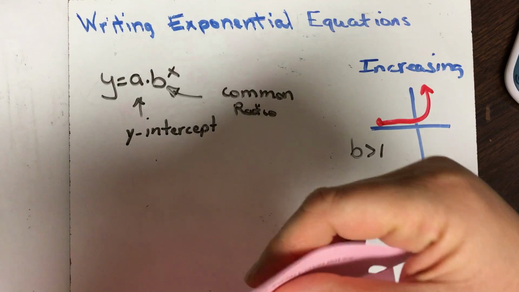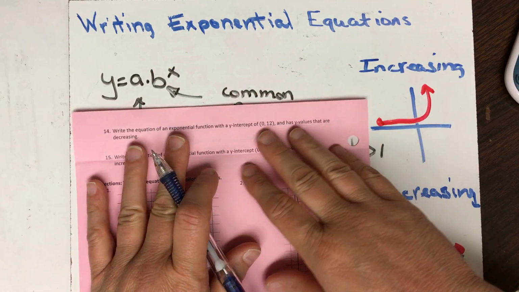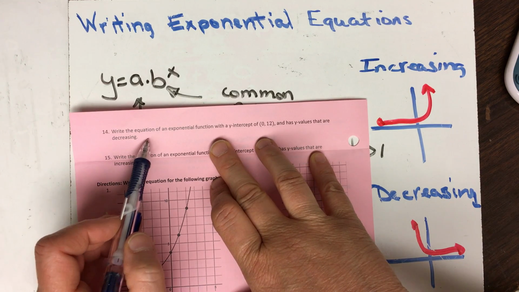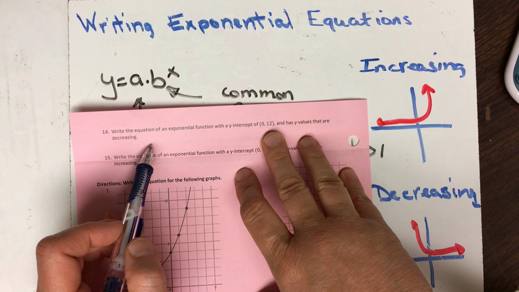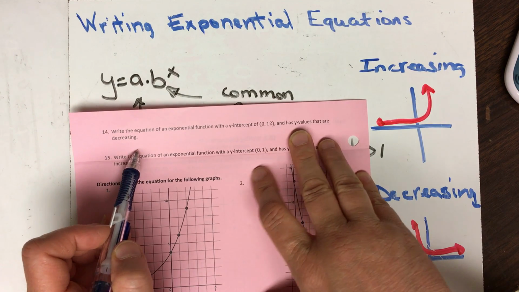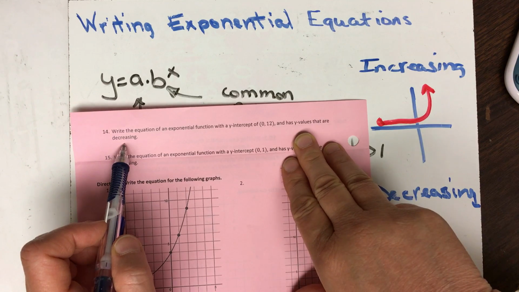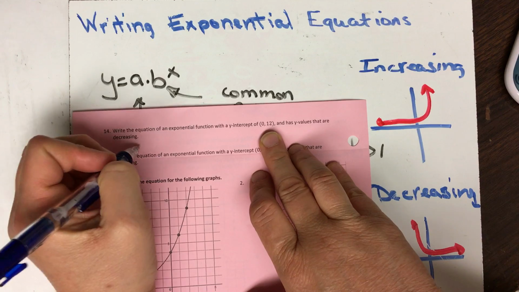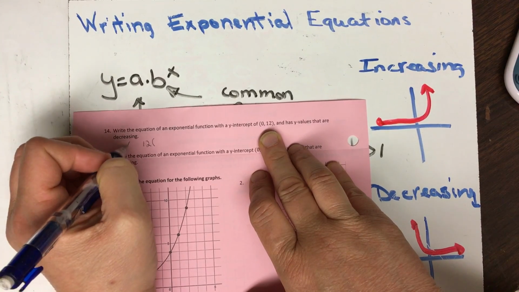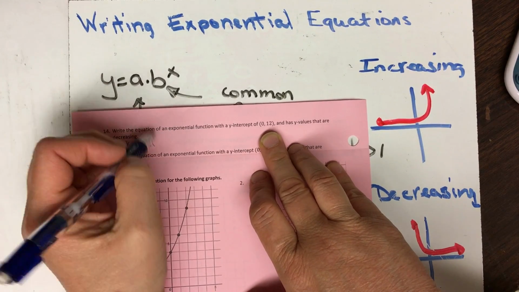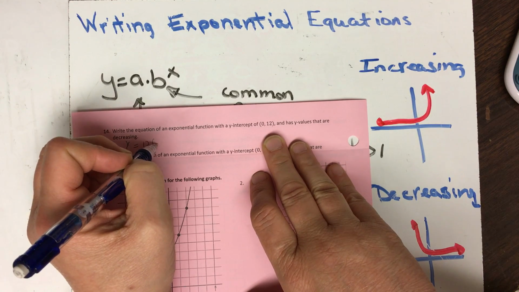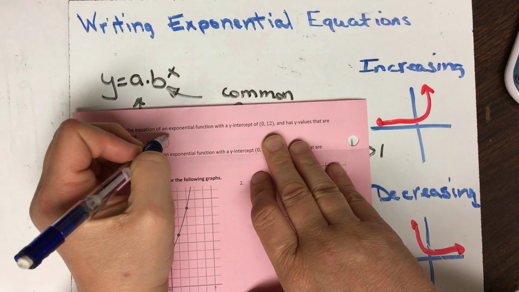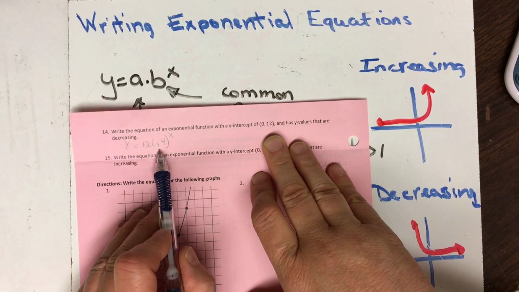All right, let's take a look at it when they give us a word statement. Write an equation of an exponential function with a y-intercept of 0, 12, and it has values that are decreasing. So they're not giving us what the decreasing value is, so we get to choose. So here's our y-intercept. I'm going to put that out first. And I'm just going to choose, decreasing means that we are less than 1, but greater than 0. So it could look something like this.